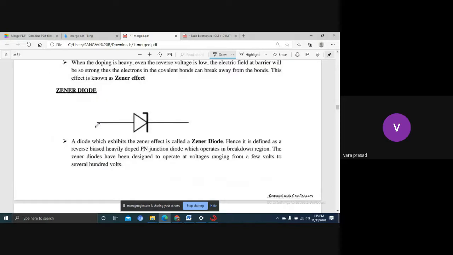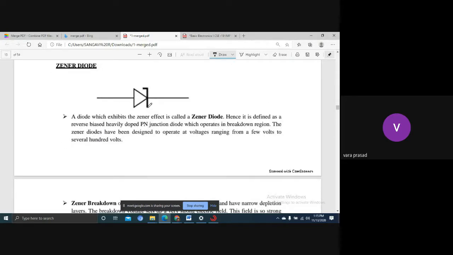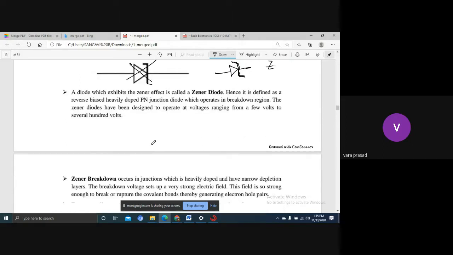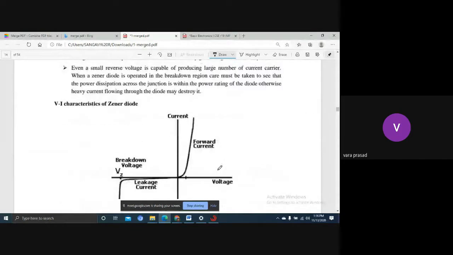Now Zener diode. See, Zener diode. This is a wrong symbol. Okay, I can draw. See here, this is a diode, right? This is a straight vertical line. It is a diode. For this, you can draw Z. Zener diode means the first letter is Z. That's why Z. Zener diode, see, only the symbol will change. But one more thing, Zener diode is heavily doped. Please keep in mind. Here it is Z. Zener diode is heavily doped. You remember that one.